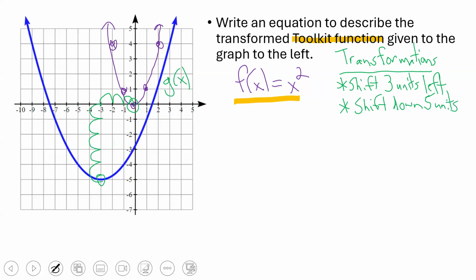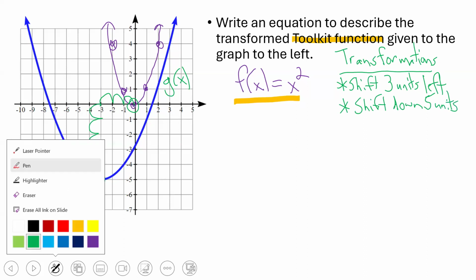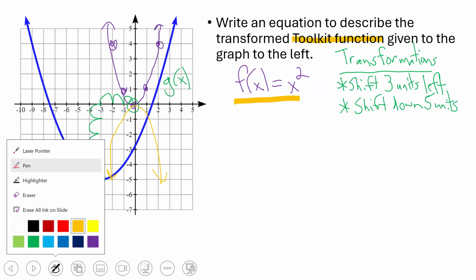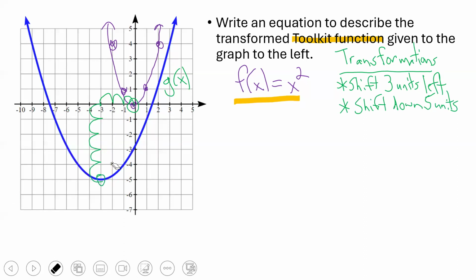Okay. And then it doesn't look like there's been a reflection of any sort, because if the original function was reflected, we know it'd be opening downwards. And that does not seem to be the case here. But it does look like the blue graph compared to the purple one is certainly wider, which maybe gives us a sense that there's been some sort of a horizontal stretch. Also, if we look up and down, it looks like it's been compressed a bit, so there might be some sort of a vertical compression.